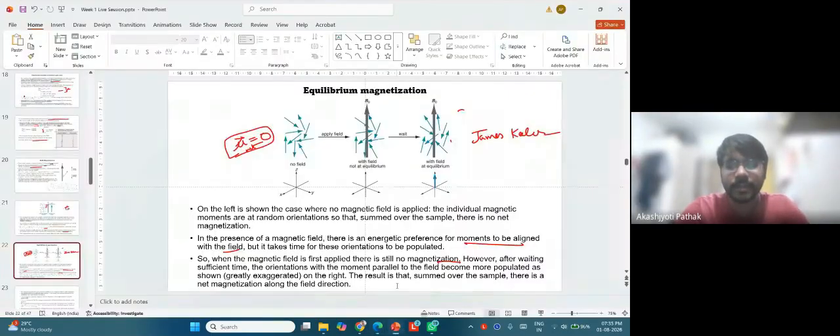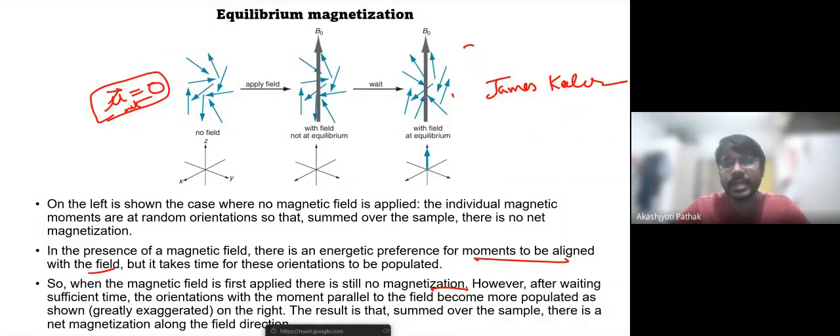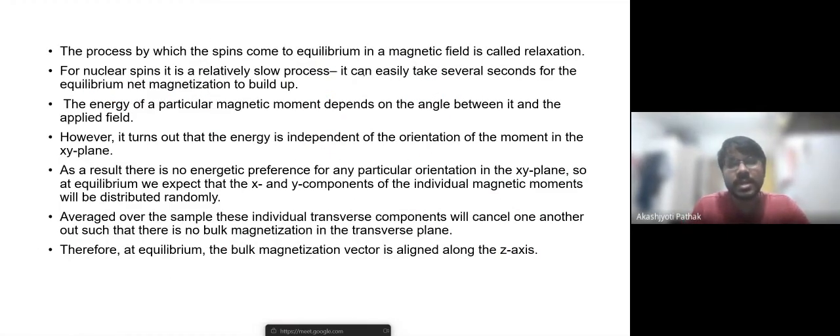So your net magnetic moment will orient in the z direction, which is called the equilibrium magnetization. So there is a net magnetization along the direction of the field. The process by which the spins come to equilibrium in a magnetic field is called relaxation. That is why I try to discuss this concept.